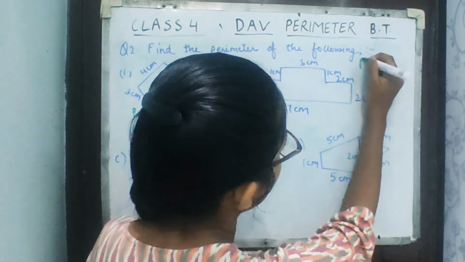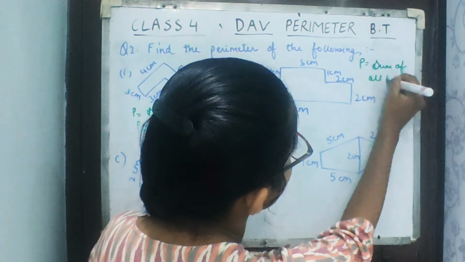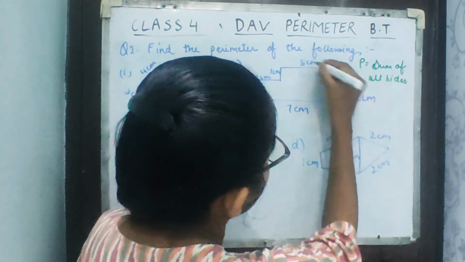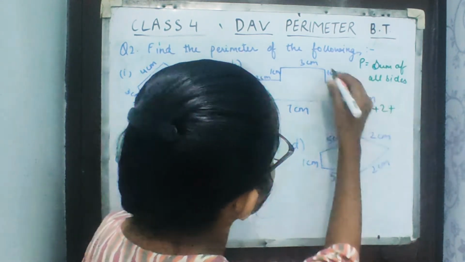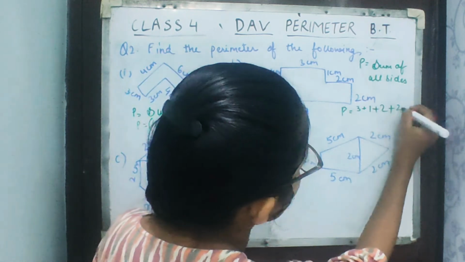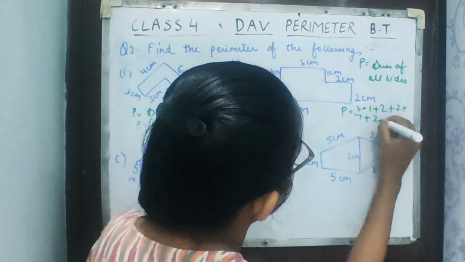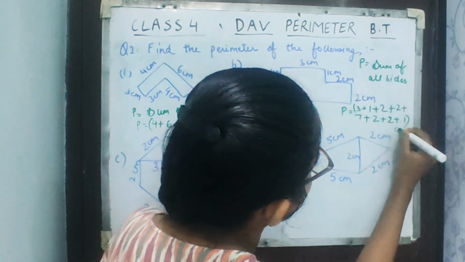So again, perimeter is equal to the sum of all sides. Okay. So perimeter will be what? Starting from this one, 3 plus 1 plus 2 plus 3 plus 1 plus 2 plus 2 plus 7 plus again 2 plus 2 plus 1. Okay, and the unit centimeter.